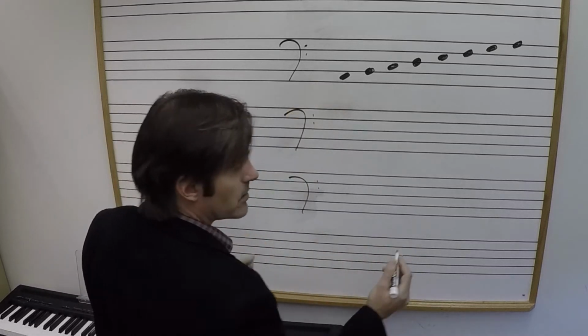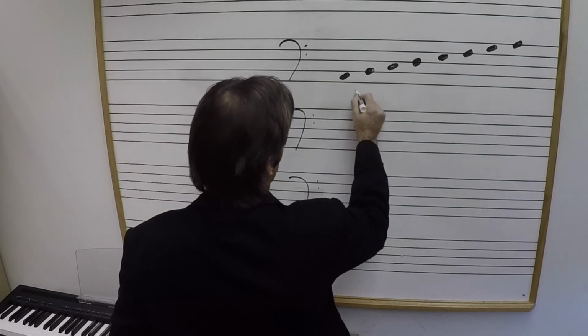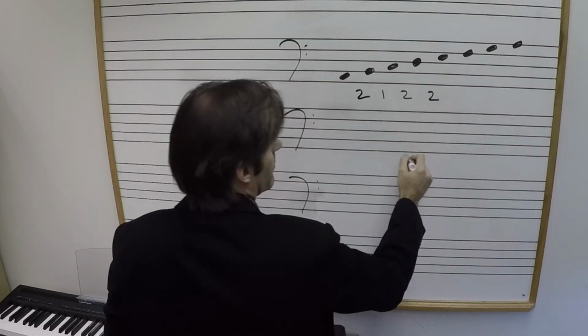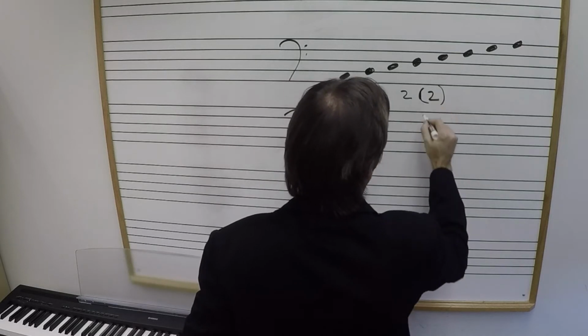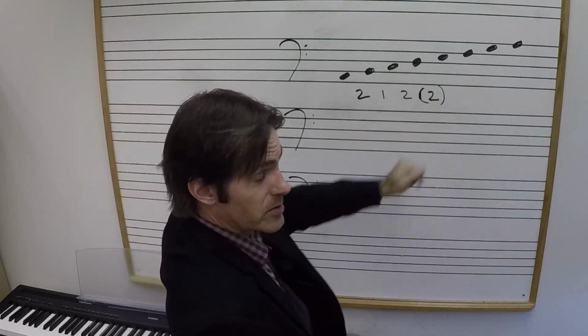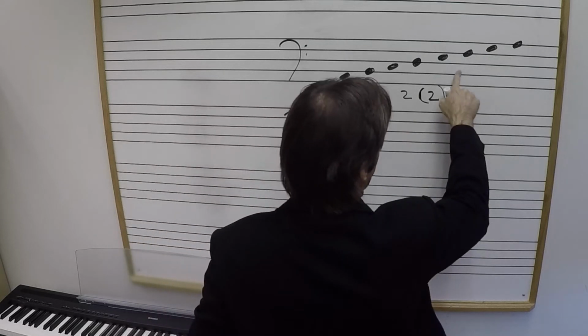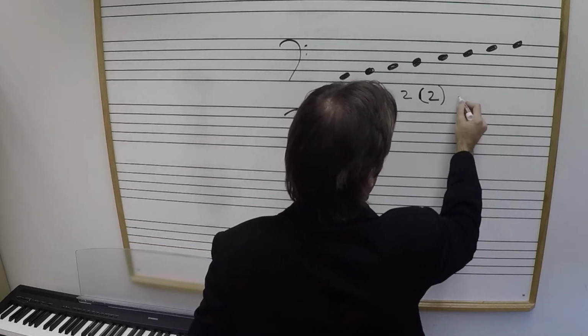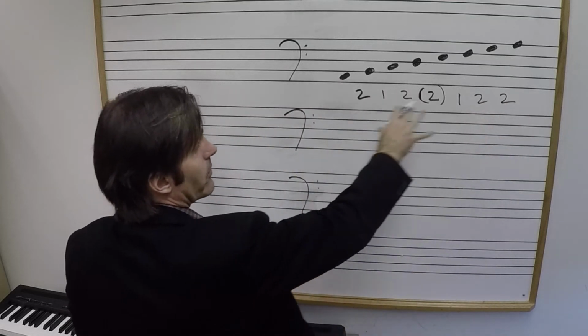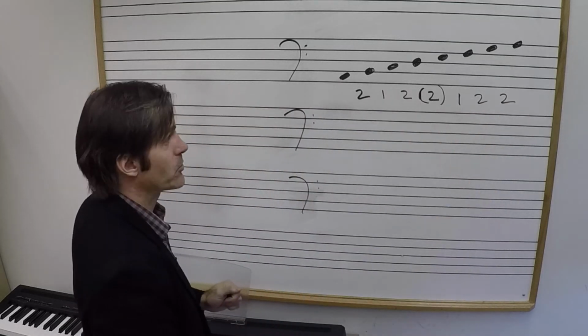If we were to write this as whole steps and half steps, we would have a 2, 1, 2, whole step in the middle, just like we did before with the major scales. Always remember that there's a whole step in the middle of these scales. And then on the outside of this, we have a half step, a whole step, and a whole step. So this is the pattern of half steps and whole steps that will create a natural minor scale.